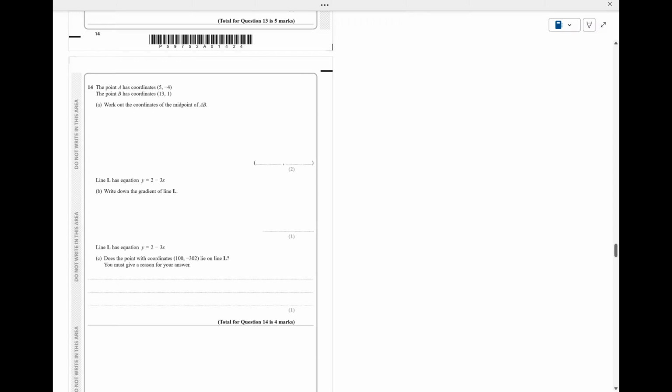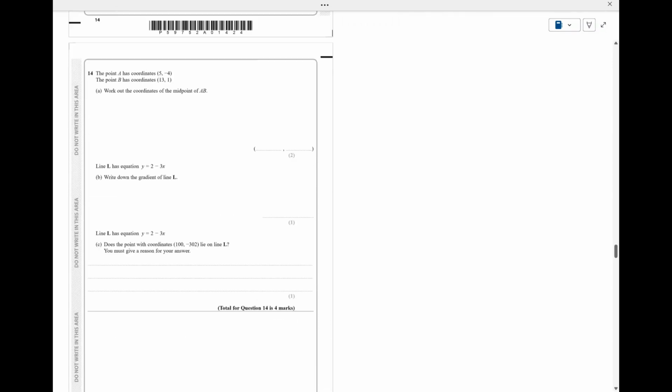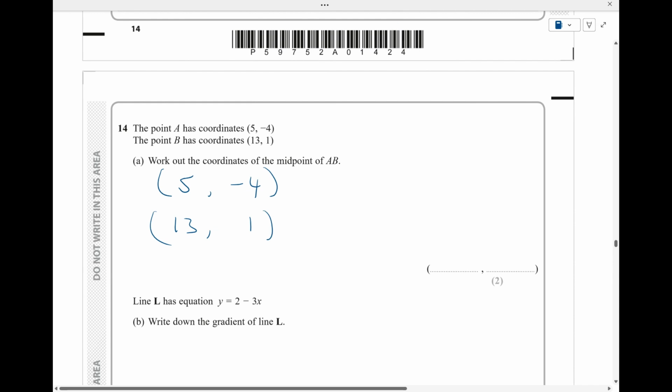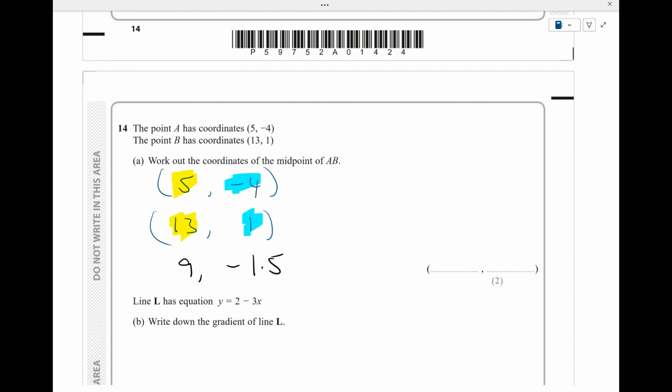Question 14. I've got a point A and a point B, and I'm asked to work out the midpoint. So there's a set method for this. 5 and 13, minus 4 and 1. What I do is I find the middle of the x coordinates. So I'm going to add them both up and divide by 2. That gives me 9. And the middle of the y coordinates, minus 4 plus 1 equals, on your calculator, minus 3. Divide by 2 gives you minus 1.5.